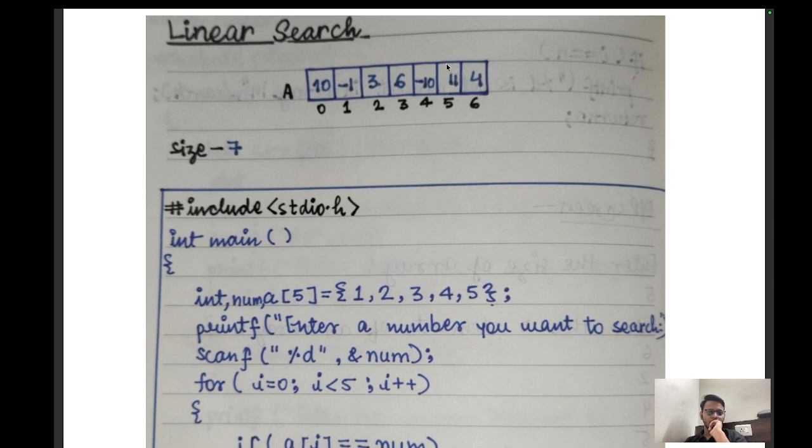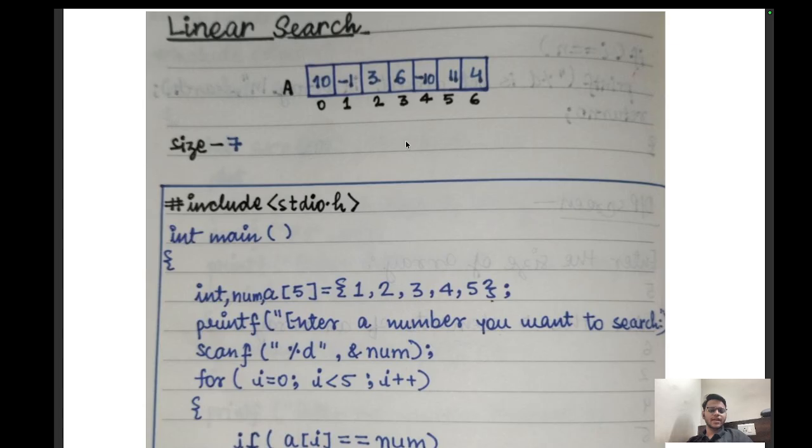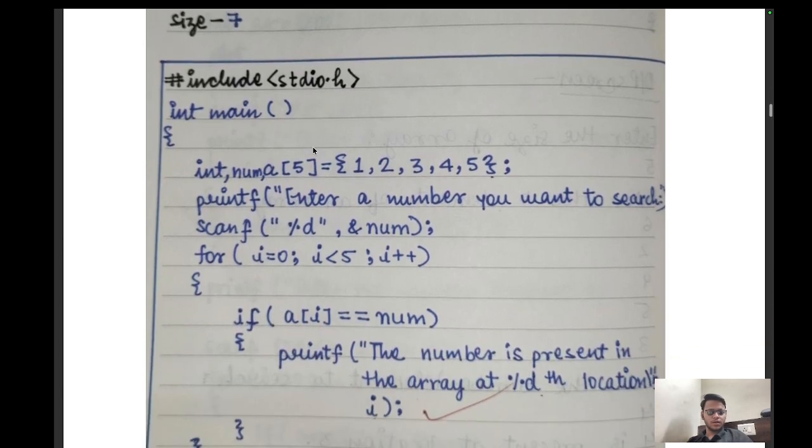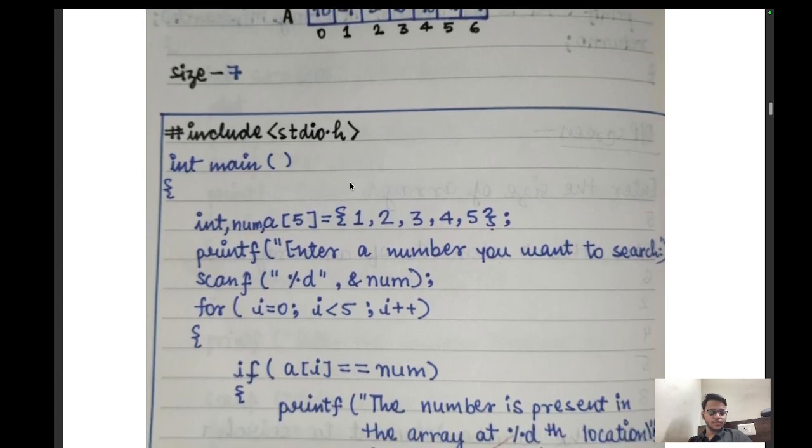I think this is not clearly visible. It is 11, if anyone has difficulty seeing it, and it has a size of 7 that I have told you. Now let us see what the code is about.